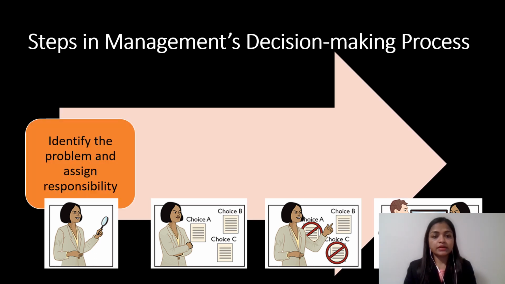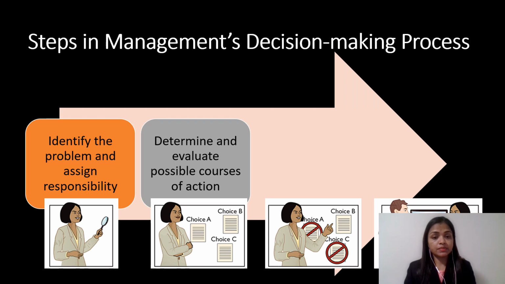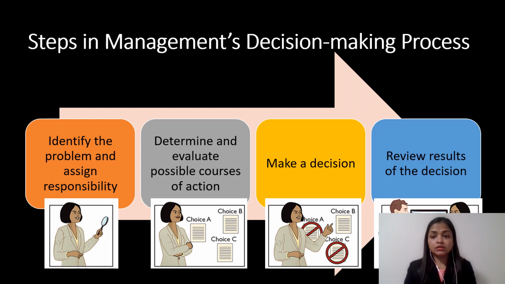The first one is identify the problems and assign responsibility. Second, determine and evaluate possible courses of action. The third one, make a decision. The fourth one, review the results of the decision. Throughout this process, accountants contribute in steps 2 and 4, to evaluate possible courses of action and review results.